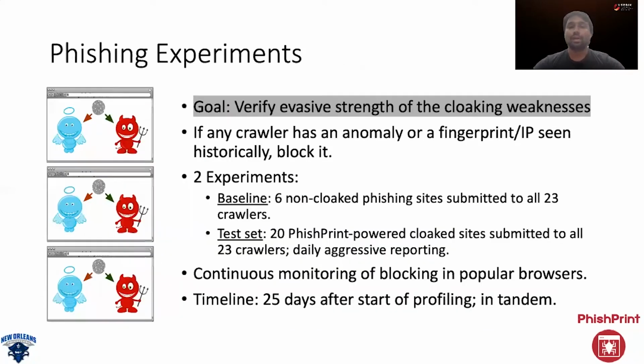We wanted to conduct phishing experiments to verify the evasive strength of cloaking weaknesses. For that, we conducted 2 experiments, a baseline and a test set. The baseline consists of 6 non-cloaked phishing sites submitted to all 23 crawlers, whereas the test set consists of 20 PhishPrint-powered cloaked sites submitted to all 23 crawlers, with daily aggressive reporting.